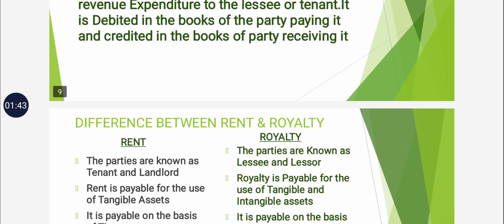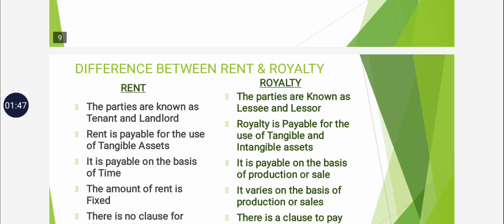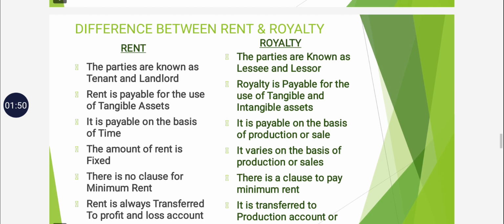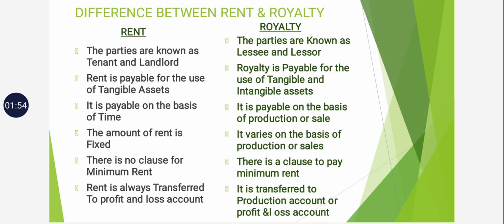Now let's see the major differences between rent and royalty. In the case of rent, the parties are known as tenant and landlord, and in the case of royalty, the parties are known as lessee and lessor. Rent is payable for the use of tangible assets, whereas royalty is payable for the use of tangible and intangible assets. Rent is payable on the basis of time, whereas royalty is payable on the basis of production or sale.